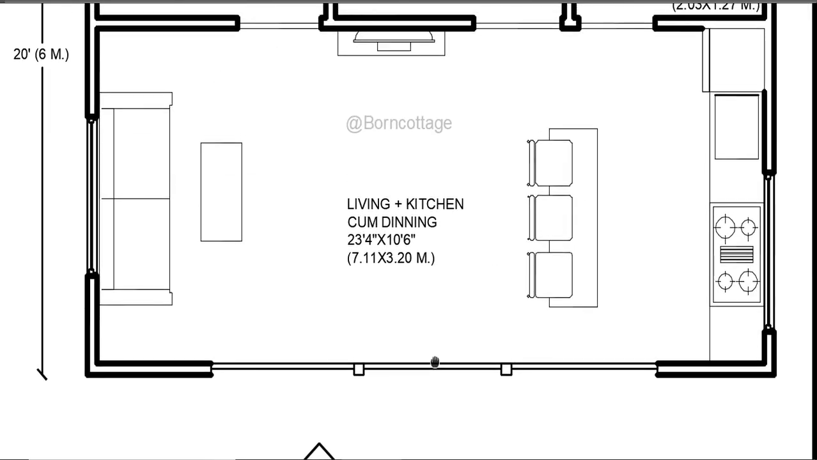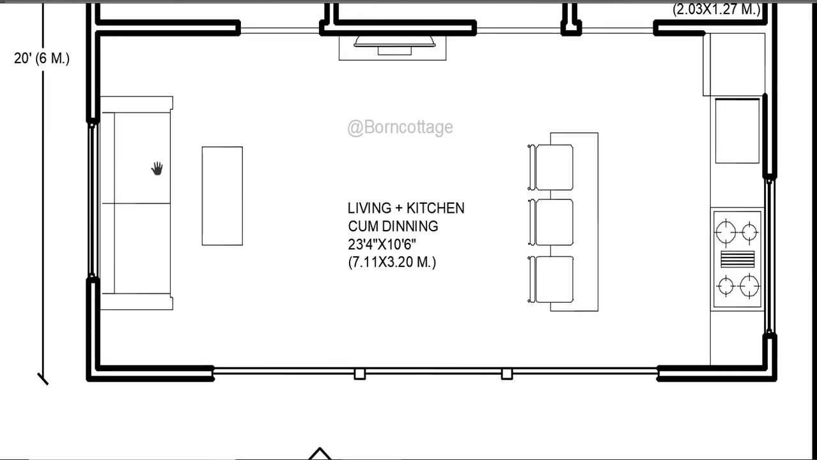So we have a living plus kitchen cum dining area. You can see here the sofa arrangement, tea table arrangement, TV unit, and also we have a dining counter with 3 chairs and a kitchen cabinet with burner, sink and refrigerator arrangement. Also we have a window for ventilation and light purpose of this area.